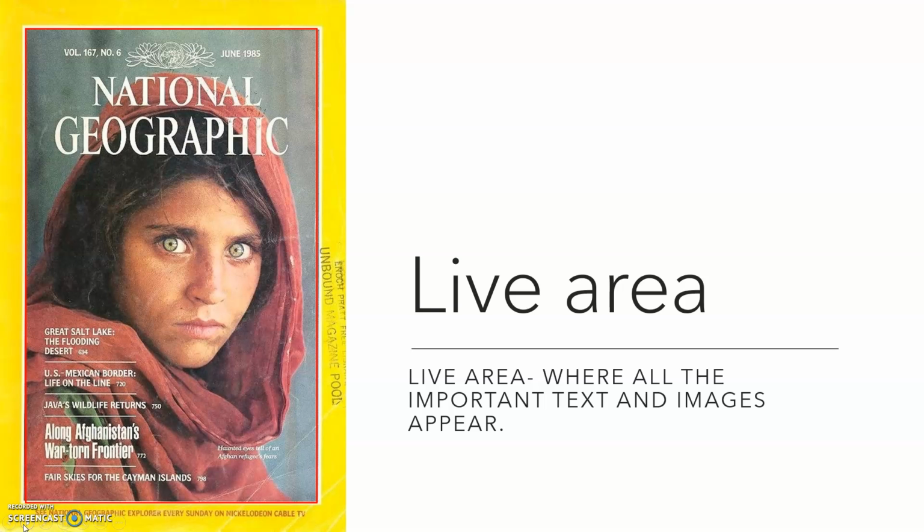Live area. A live area is where all the important text and images appear. So right here, this red line I've drawn around this National Geographic magazine. See, look, here's the text right up in here, but it doesn't go out of this box. It stays within this border. It doesn't go out to this yellow border. So, it's just like the area that it just stays in. It's like a safe area.